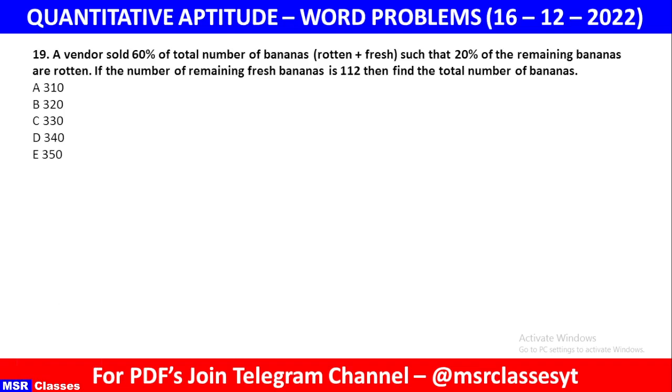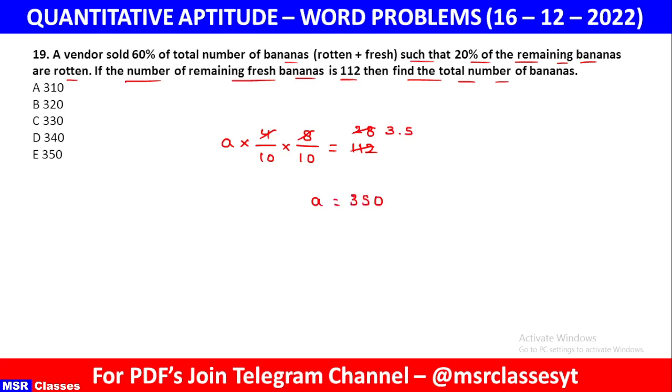A vendor sold 60% of the total number of bananas such that 20% of the remaining bananas are rotten. If the number of remaining bananas is given, the total is A. 60% of the bananas sold means the remaining 40% is left, and of that 20% are rotten, so 80% are fresh. The A value is 112, 4 2 8 times 8 3 times 24, 40 3.5, A value 350. Total number of bananas is 350. Option E is the final answer for this question.